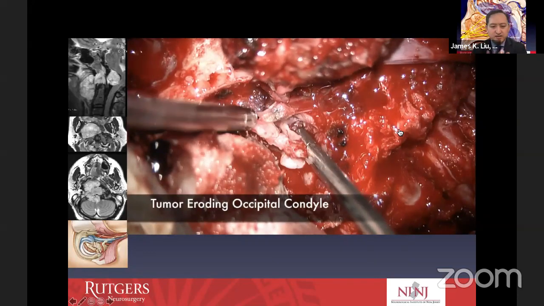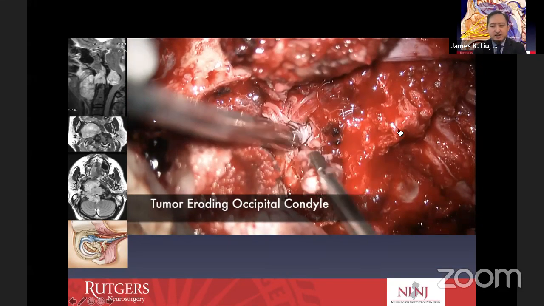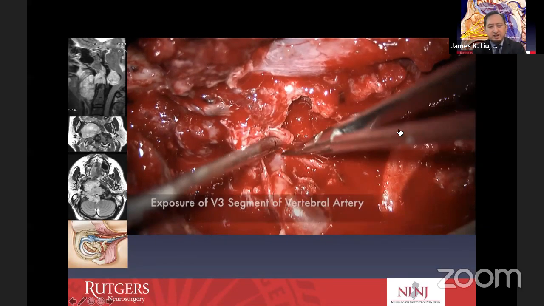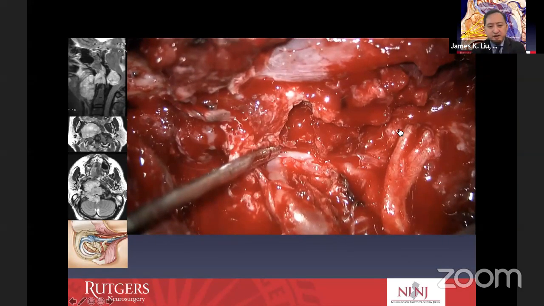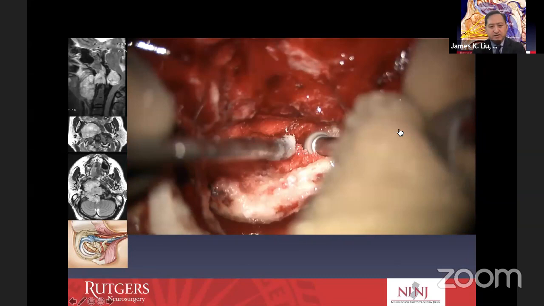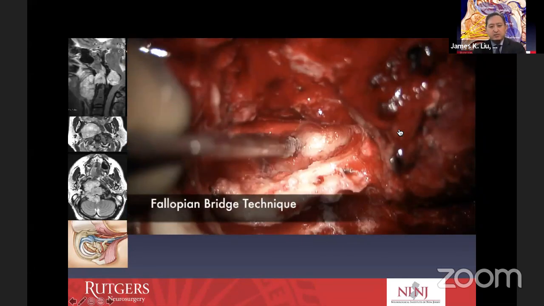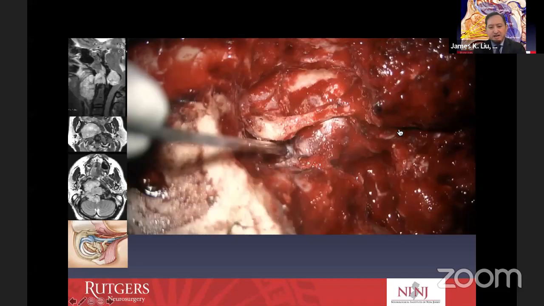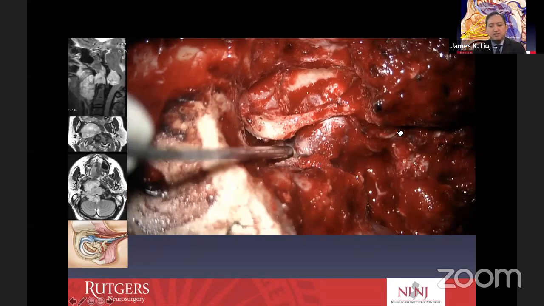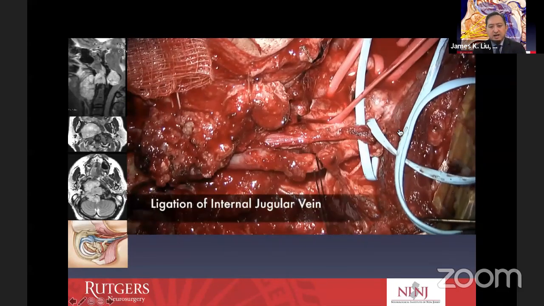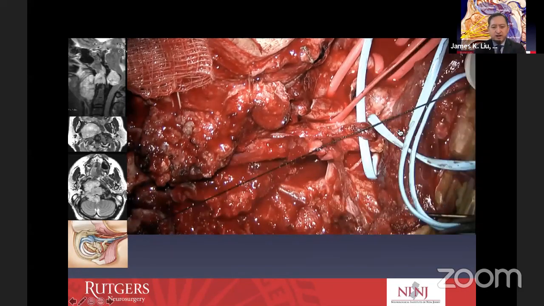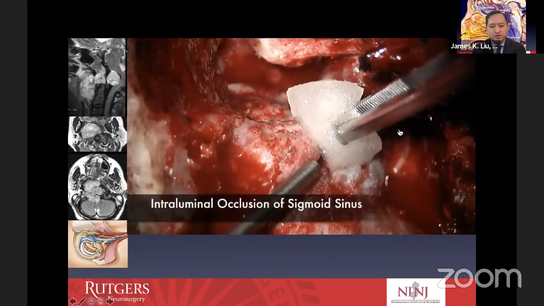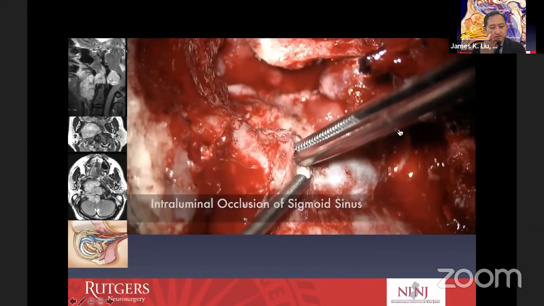The tumor has completely eroded the occipital condyle, and we're resecting the tumor that's in the occipital condyle and then skeletonizing the V3 segment of the vertebral artery. Now we'll use a fallopian bridge technique where we preserve the facial nerve, the mastoid segment, in its bony canal to minimize injury. And we'll tie off the internal jugular vein and open up the sigmoid sinus sharply and occlude the sigmoid sinus intraluminally with a piece of Gelfoam.